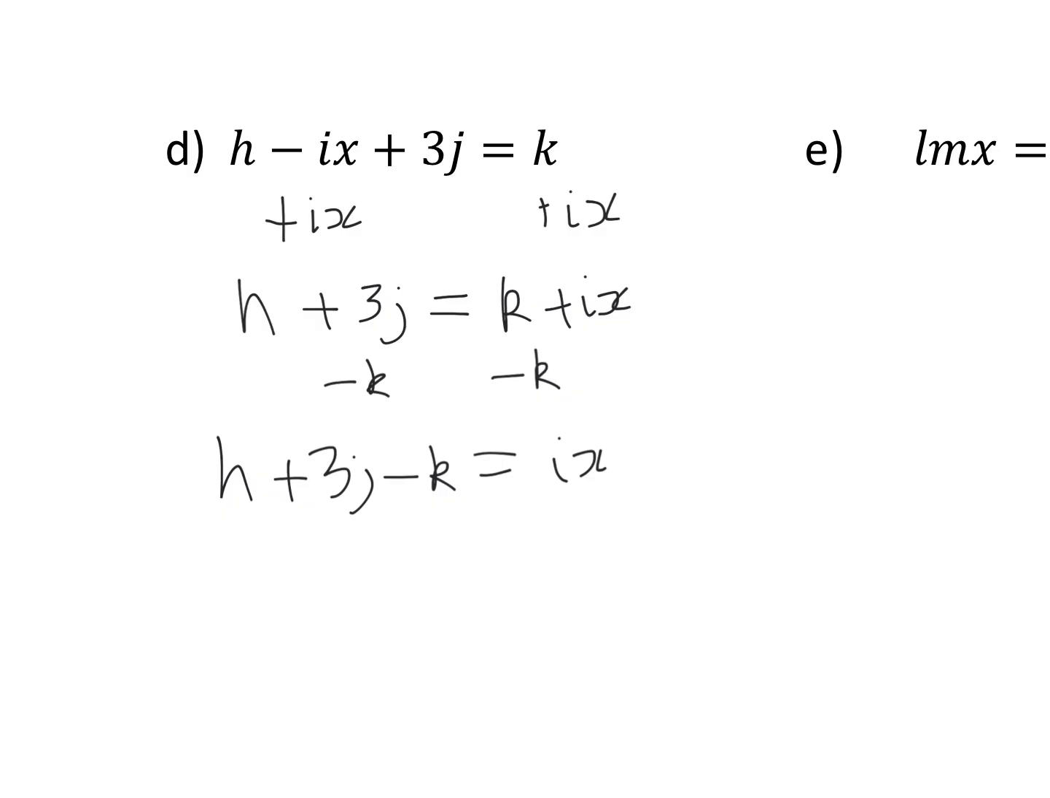So to get x and so on, you divide through by the number in front, which in this case is i, which represents a number, and x would be the whole left hand side, h plus 3j minus k all over i.